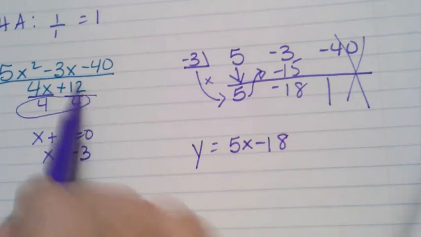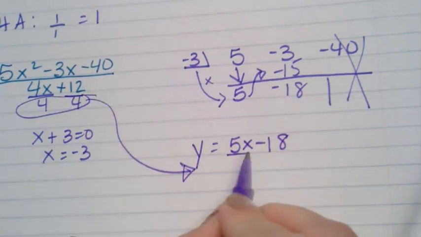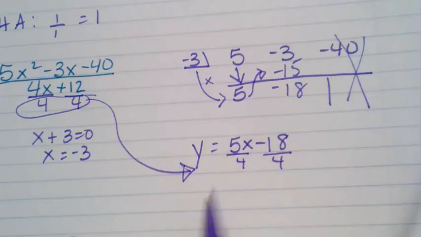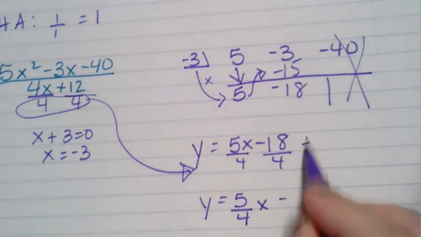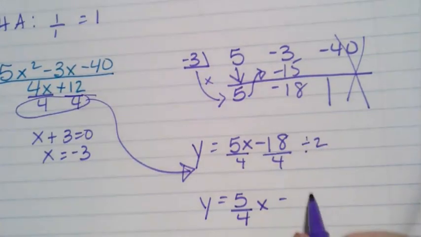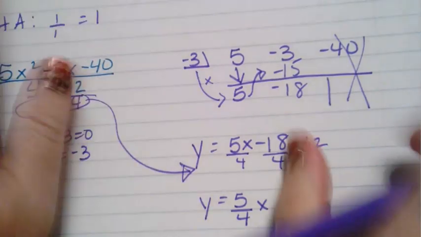But remember this 4? We divide each of them by 4, reduce if possible. So we get 5 fourths x minus, and I can take a 2, so that'd be negative 9 over 2. Okay, let's do one more.